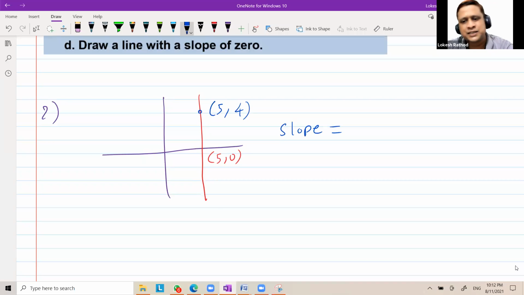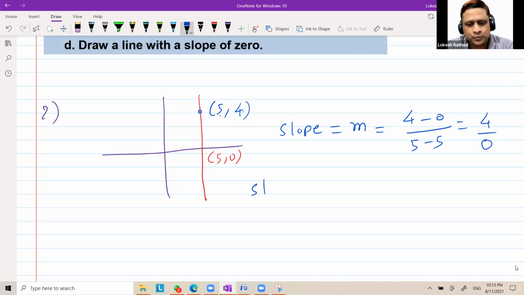Slope we normally represent with the English alphabet small m. So it's the difference of y coordinates, that is 4 minus 0, over the difference of x coordinates, that is 5 minus 5, which is nothing but 4 over 0. So the denominator is 0. So I say slope is not defined.